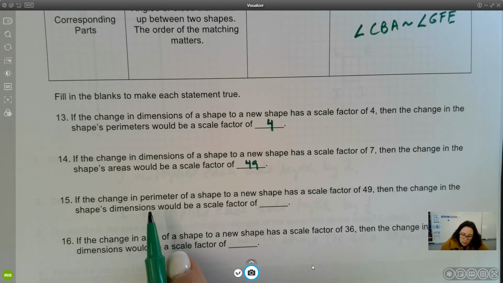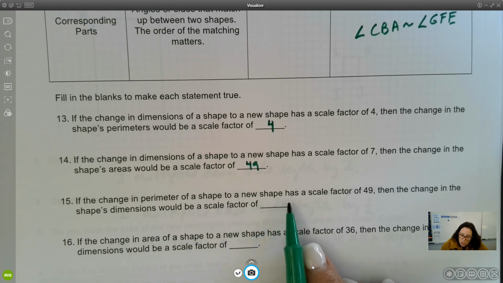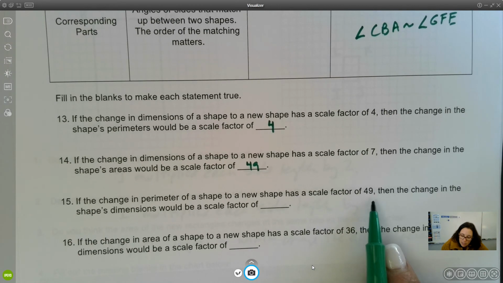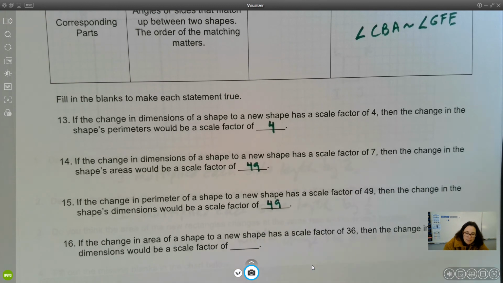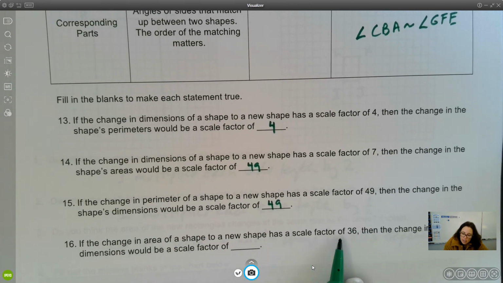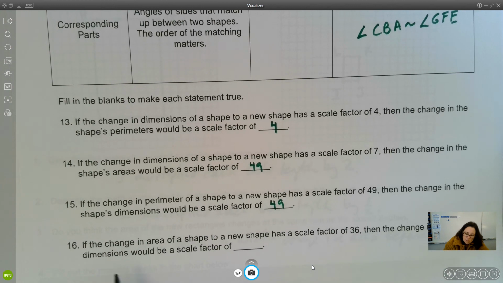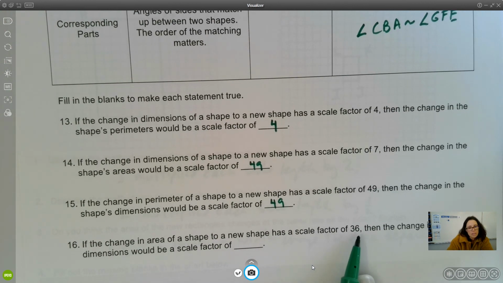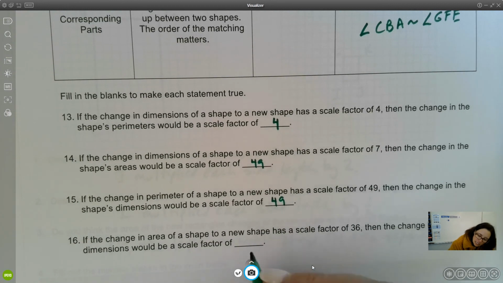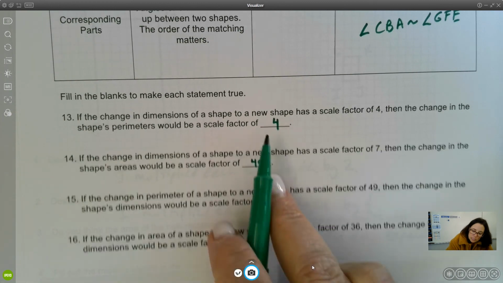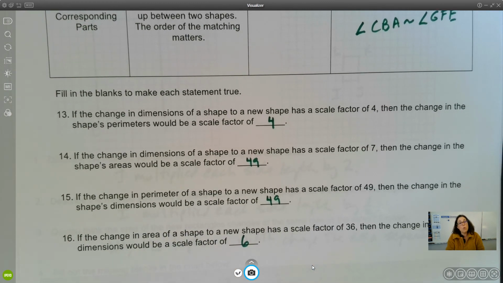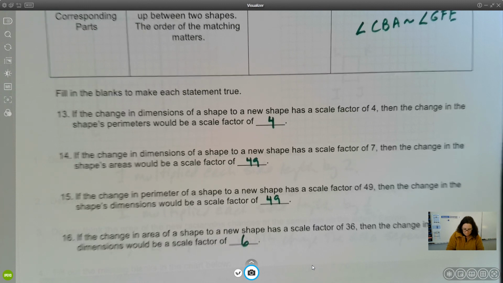If the change in the perimeter of a shape to a new shape has a scale factor of 49, then the change in the shape's dimensions would be a scale factor of 49. Remember, perimeter and side lengths are the same. If the change in the area of a shape to a new shape has a scale factor of 36, then the change in the shape's dimensions would have a scale factor of, we need to think of 2 numbers that are the same that multiply to get 36, and that's 6. Okay, you need to understand these shortcuts. That was the point of this lesson. All right, guys.